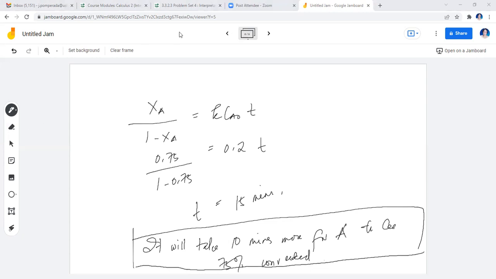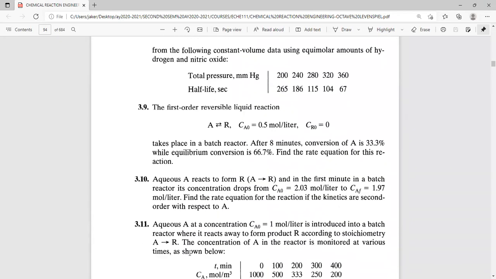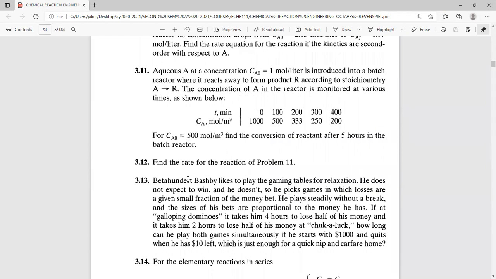Okay, I'll go back to the problem again and we'll look for another sample. The others will be for multiple reaction. So you'll have a sample for the use of the empirical rate equation. We will have 3.11 and 3.12, because 3.12 will be using the information in 3.11. Can I ask Josh to read the problem?